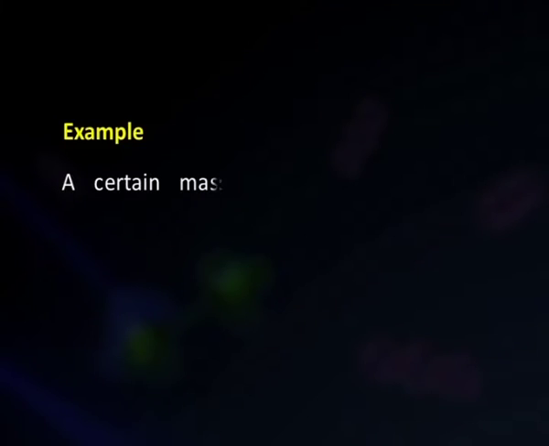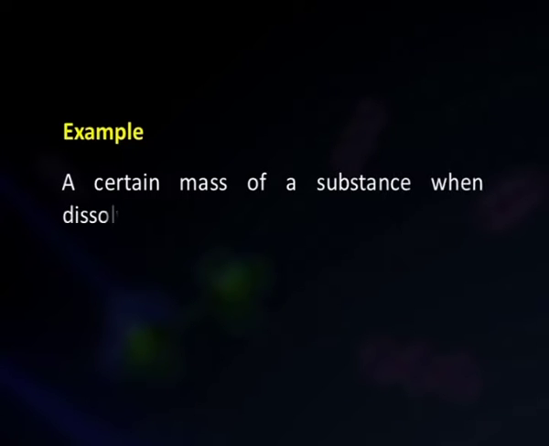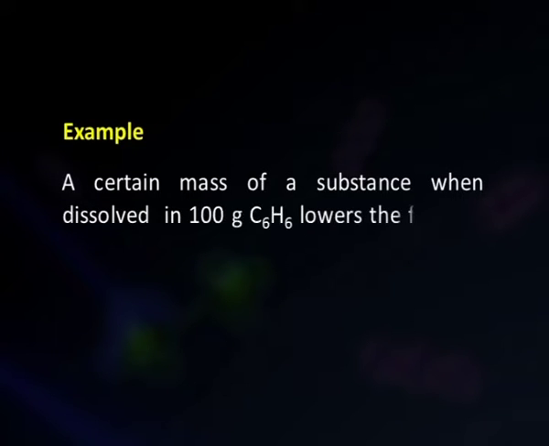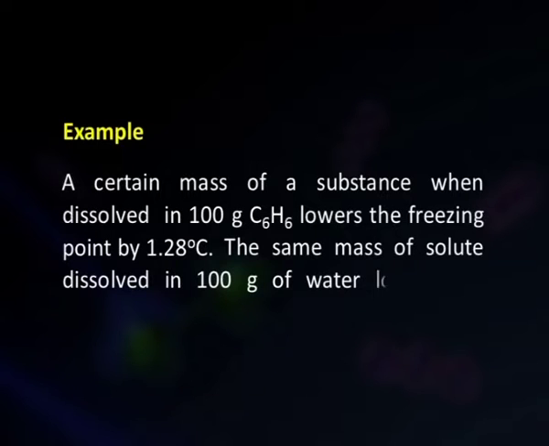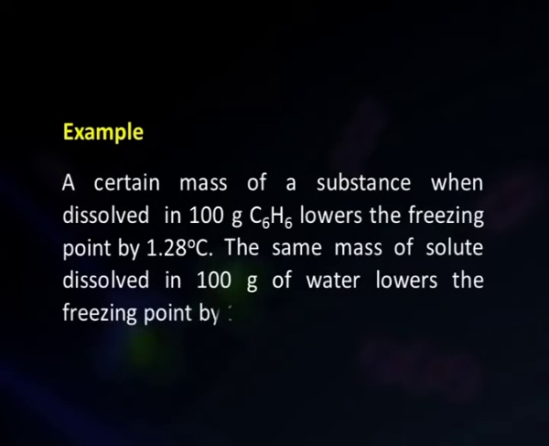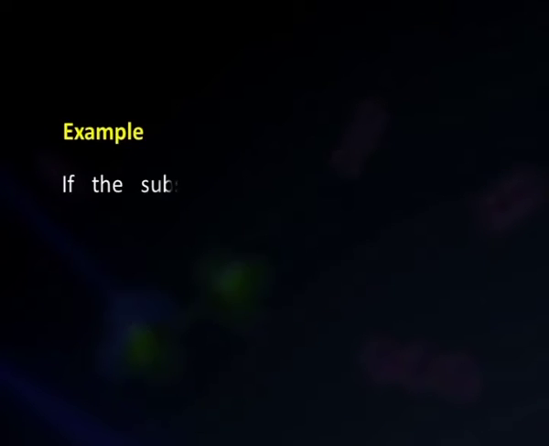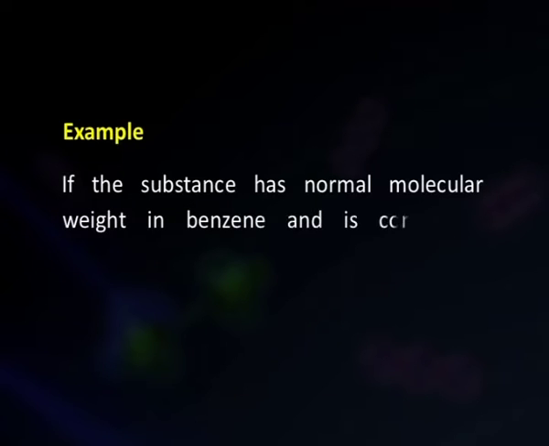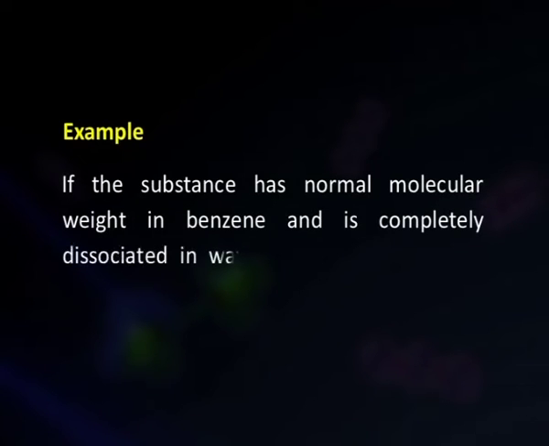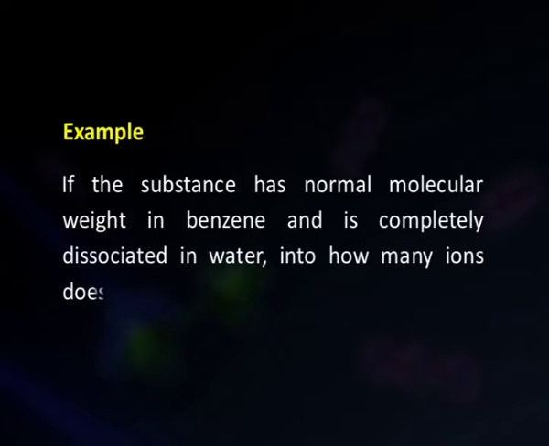Let us take another example to understand van't Hoff factor in case of depression in freezing point. A certain mass of a substance when dissolved in 100 grams of benzene lowers the freezing point by 1.28 degrees Celsius. The same mass of the solute dissolved in 100 grams of water lowers the freezing point by 1.4 degrees Celsius. If the substance has normal molecular weight in benzene and is completely dissociated in water, into how many ions does it dissociate in water?